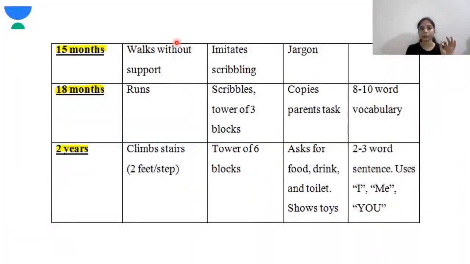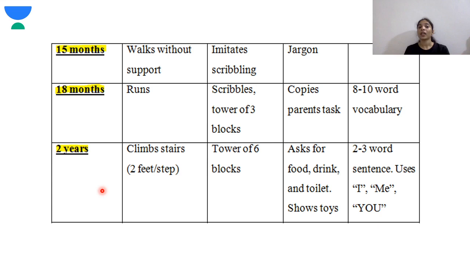At 15 months, the child walks without support and imitates scribbling. It doesn't scribble, it just imitates. Already the pincer grasp has come, so the baby tries to imitate scribbling. There's jargon. At 1.5 years, that is 18 months, the child runs and scribbles. Now the child scribbles, and the tower starts happening. The child starts playing with blocks. First is a tower of 3. The child copies parents' tasks and has an 8 to 10 word vocabulary.